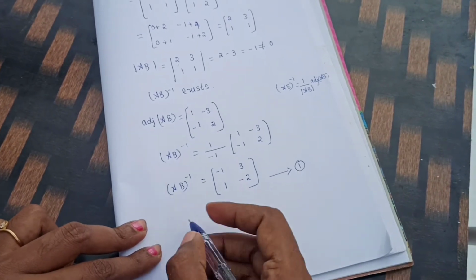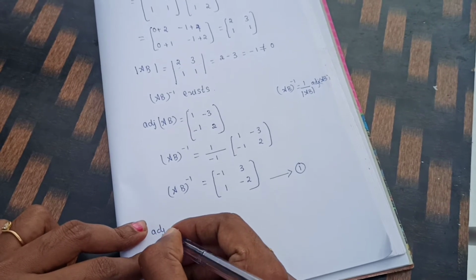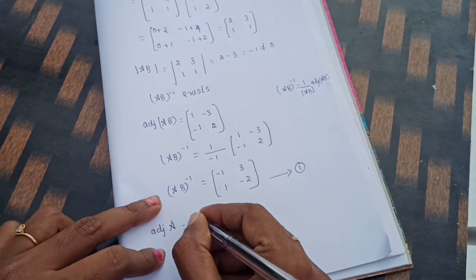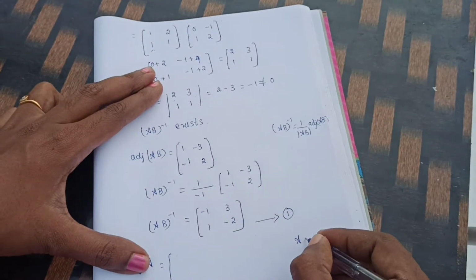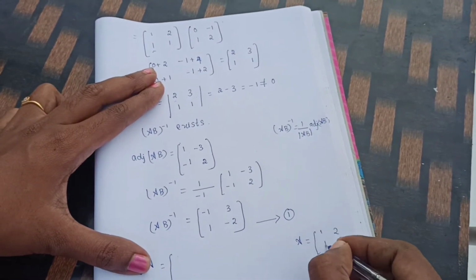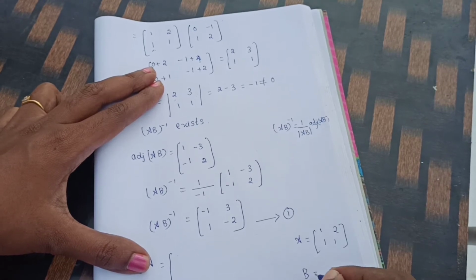Afterwards, find out adjoint of A. What is the adjoint of A? Side you write it. A value is equal to 1, 2, 1, 1. What's the B value?